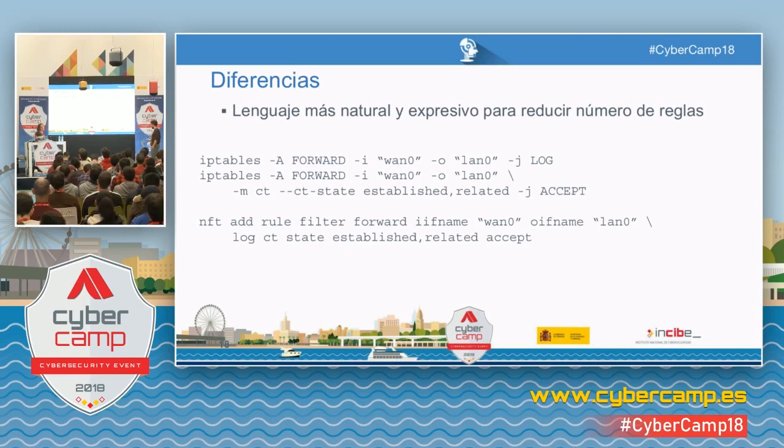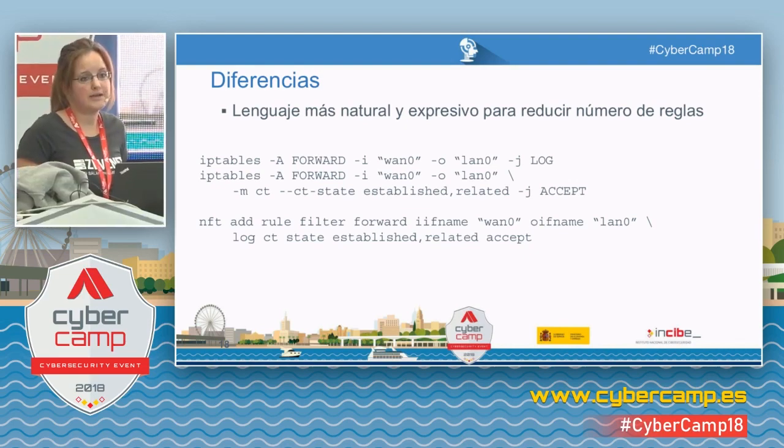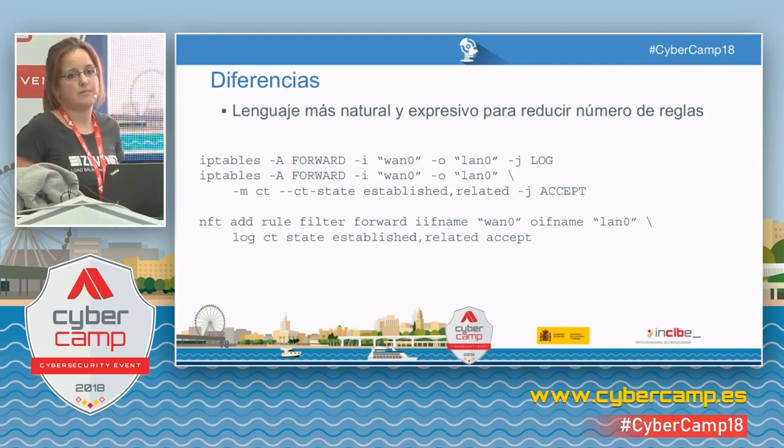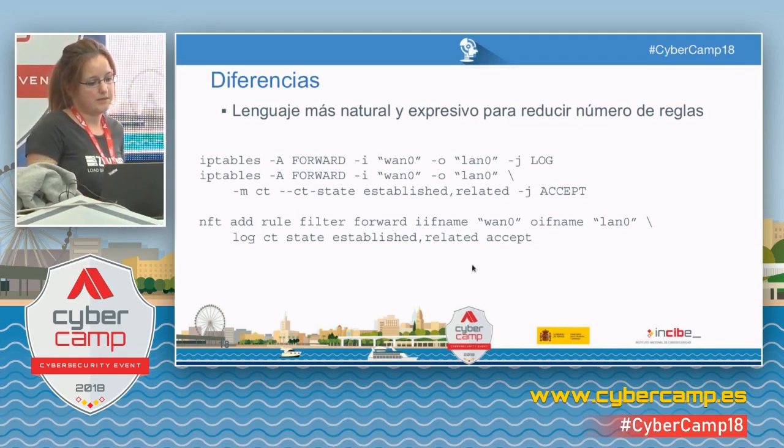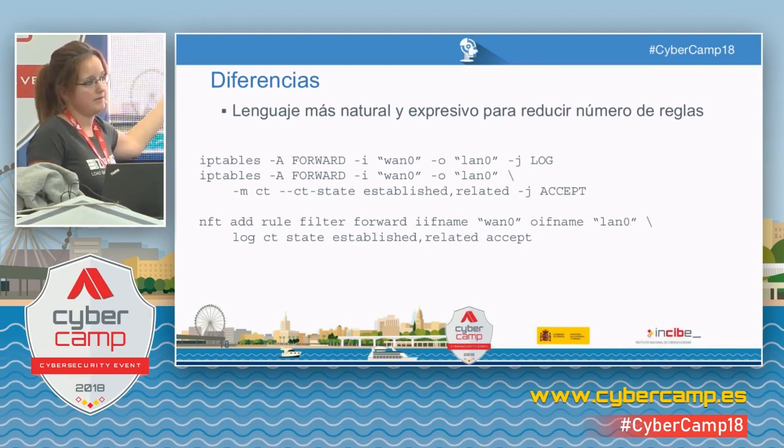We also know another difference is that now we have a more natural, more expressive language, so that the number of rules can be lower, because more rules means lower output or performance. So with a more expressive language and by using rule specifications properly, we can end up with far fewer rules on nftables.